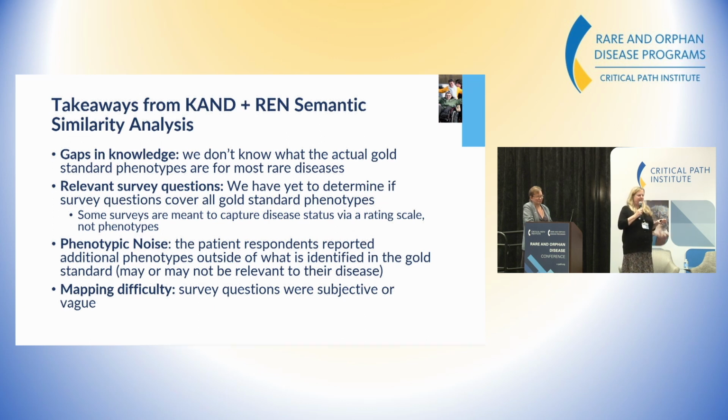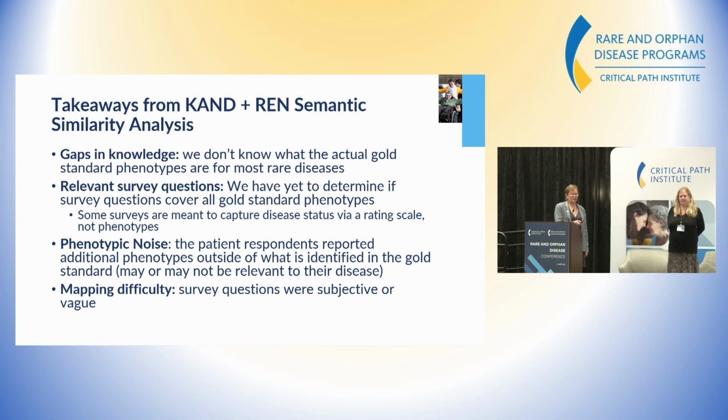There's also a lot of phenotypic noise. Patients may have a rare disease and present with certain phenotypes, and other co-occurring diseases may present with certain phenotypes, and that can be reported in the registry data, which may be irrelevant to the actual rare disease that they have. And then there's been difficulty with the mappings themselves. The survey questions can be very vague and sometimes hard to interpret, so there's a lot of subjectivity in doing the mappings. Thanks.